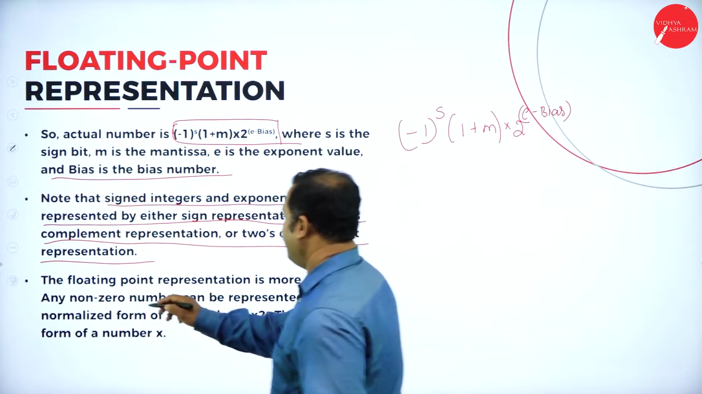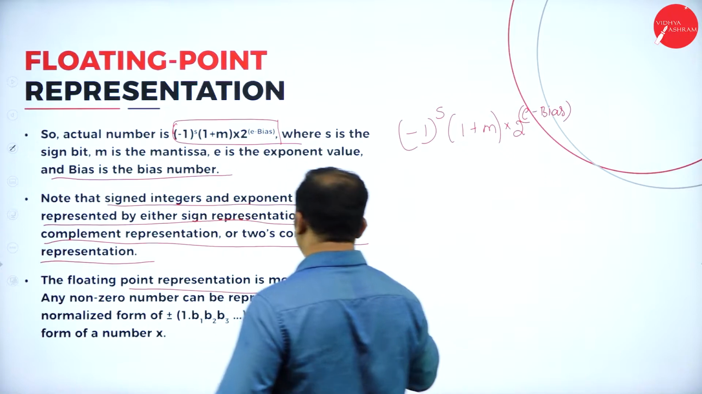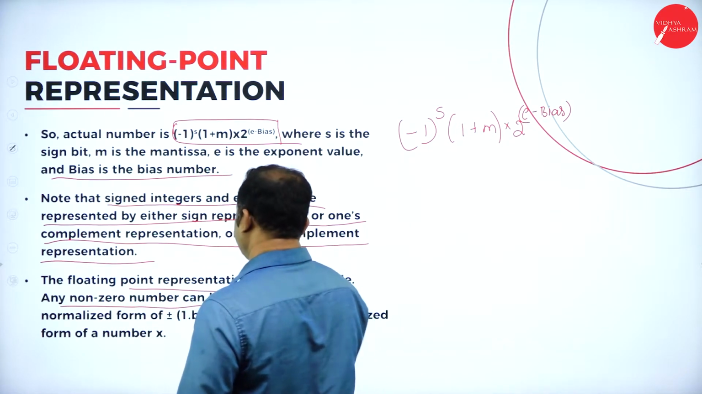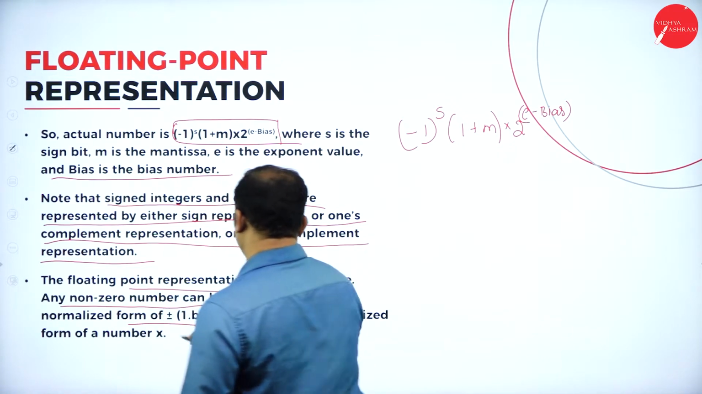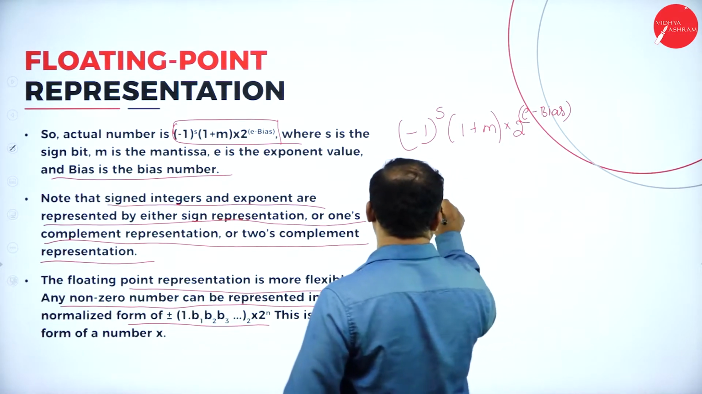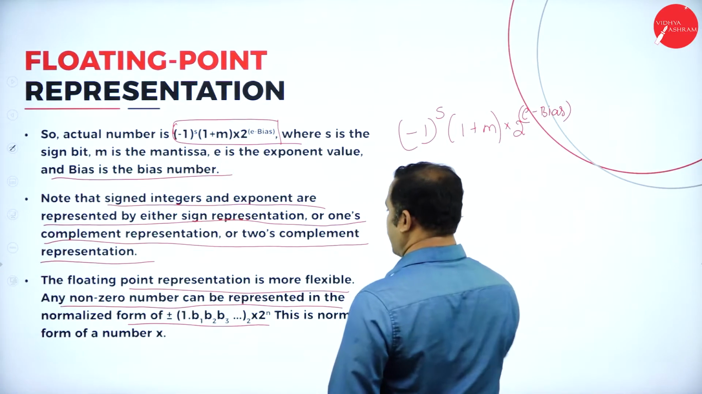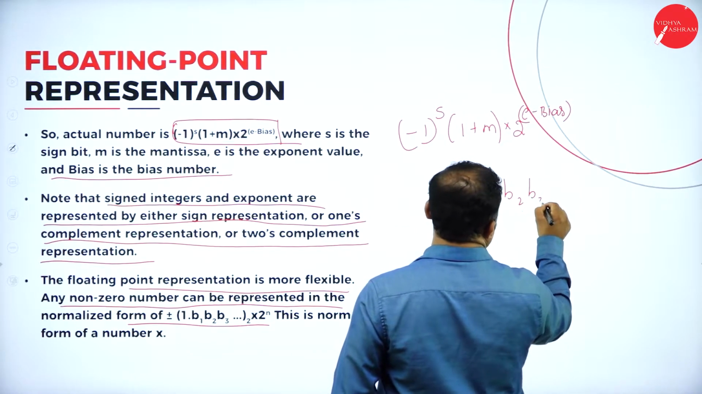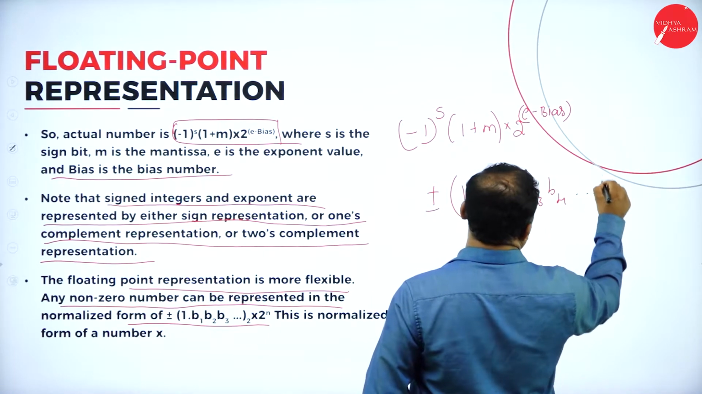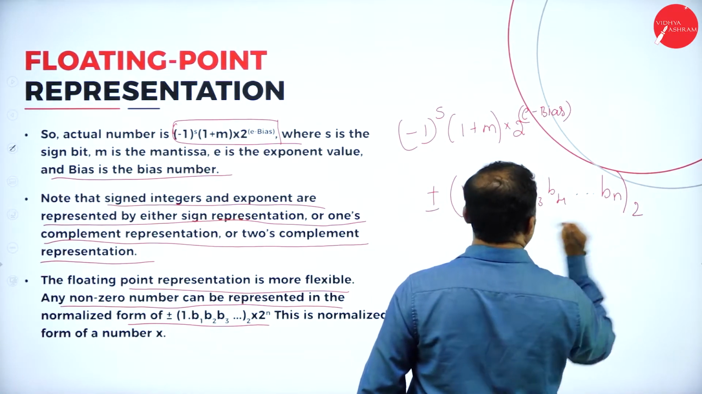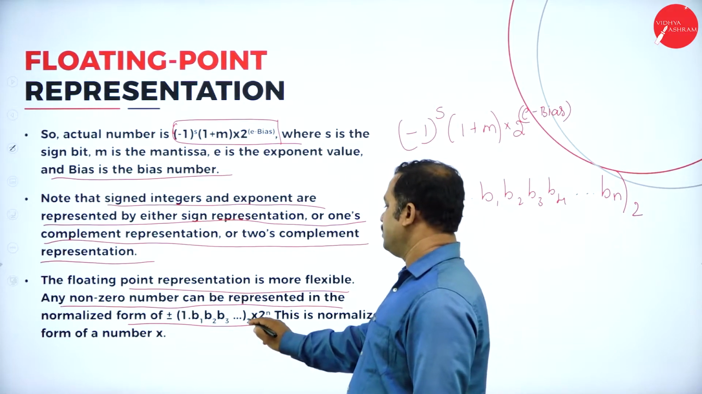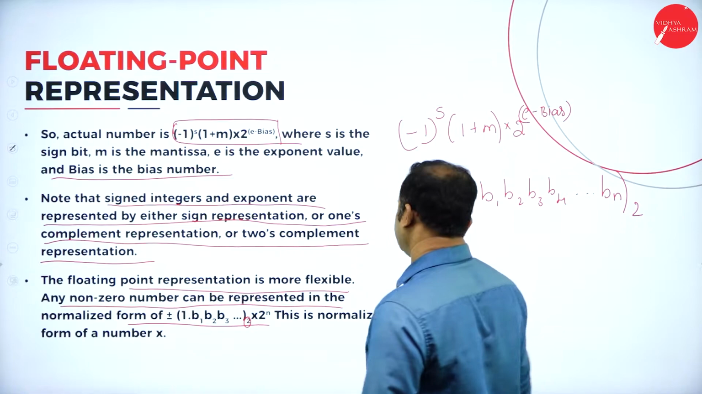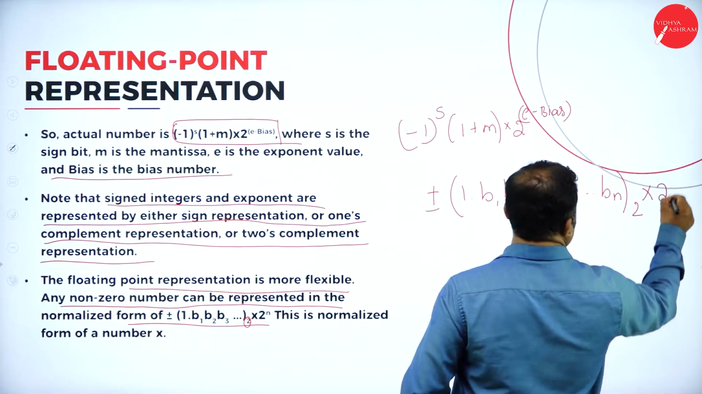So a floating point representation is more flexible. Any non-zero number can be represented in the normalized form, that is plus or minus 1 point B1, B2, B3, B4, and so on up to Bn, in base 2. We have the number in the binary format. So I am representing it in the form of this into 2 raised to the power of n.